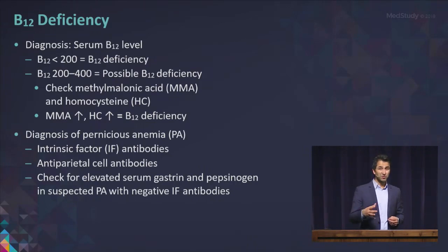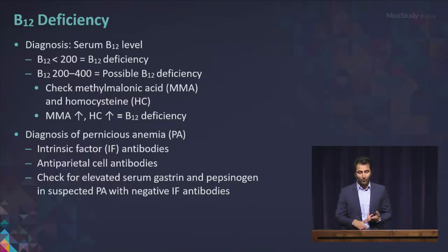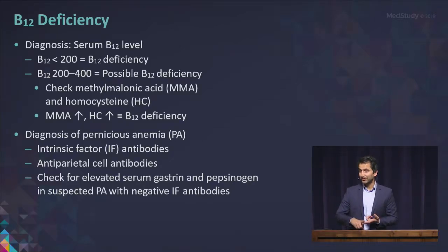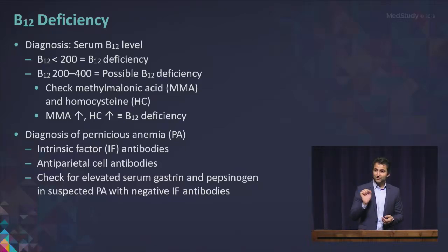level, say between 200 and 400, and you have some suspicion, it still could be B12 deficiency, but you have to check the metabolites. And what you want to check here is the methylmalonic acid and homocysteine levels. Elevation of both of those will be diagnostic of a biochemical B12 deficiency, even if your serum B12 level is, say, 295. Once you've diagnosed B12 deficiency, look for the cause.